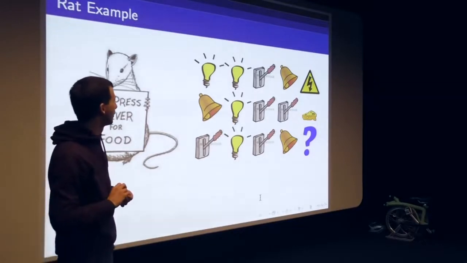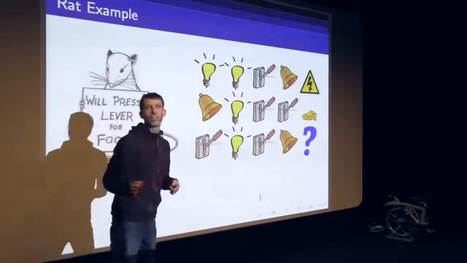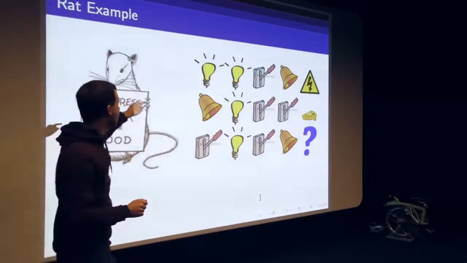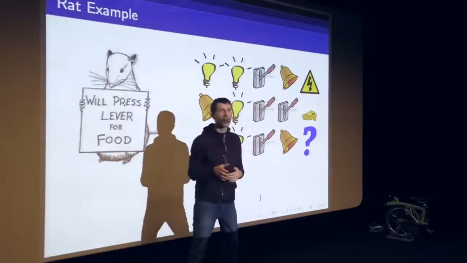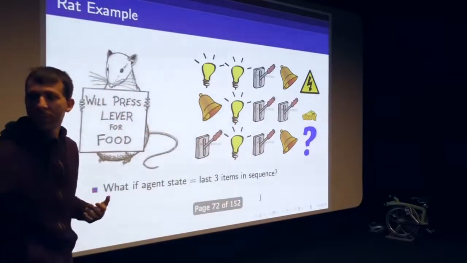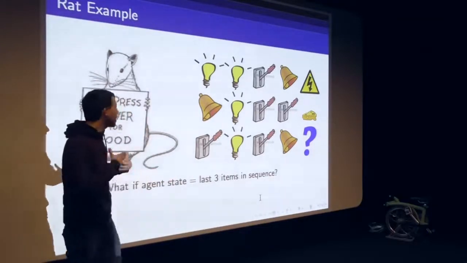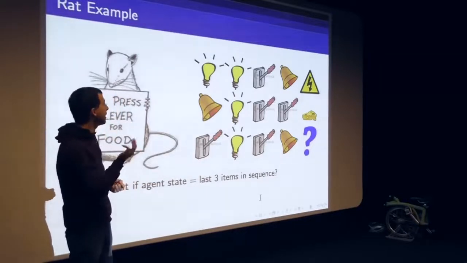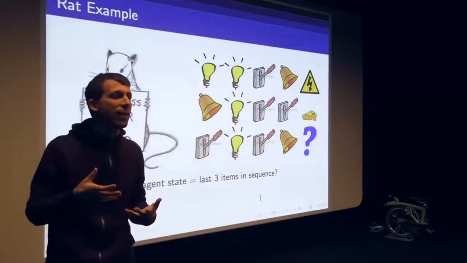While in both cases you have seen a light before the lever, so we're not sure about it. Right, so the comment was that the recent history was the same. So we've seen light, lever, bell here, light, lever, bell here. So from the last three, we would expect there to be electrocution. Another way to say that is that if you're a rat and your agent state, the state that you're using to make your decisions, is the last three things in the sequence, then you would believe that you're going to be electrocuted. However, that's not the only choice for state.